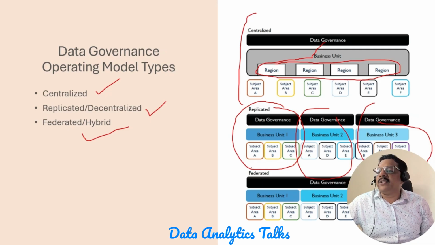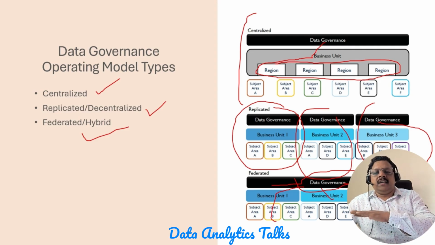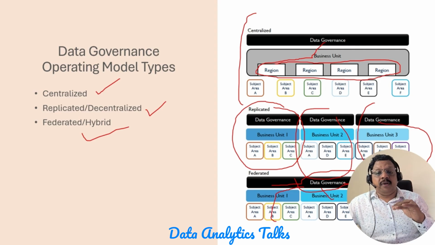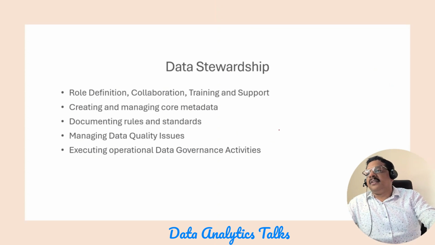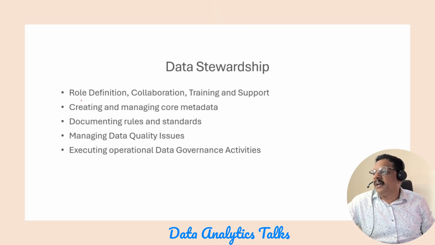Then the third one is a federated one. There is a data governance body at the apex at the enterprise level. Then the business units take care of each subject area. So that is basically the federated model: the data governance organization coordinates with multiple business units to maintain consistent definitions and standards.